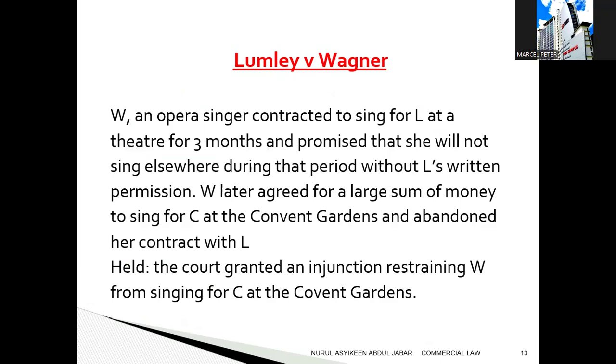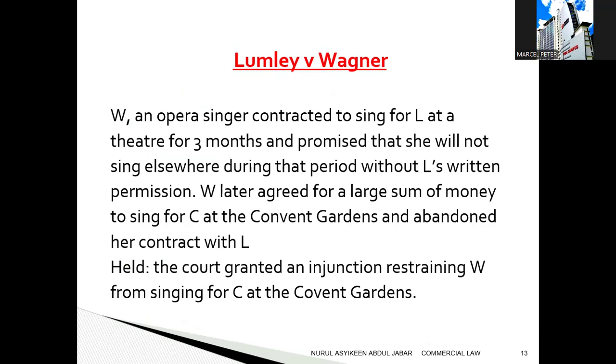Lumley versus Wagner. Let's look at the facts. What happened actually? Wagner was an opera singer who agreed to perform only at Lumley's theater for a period of time.